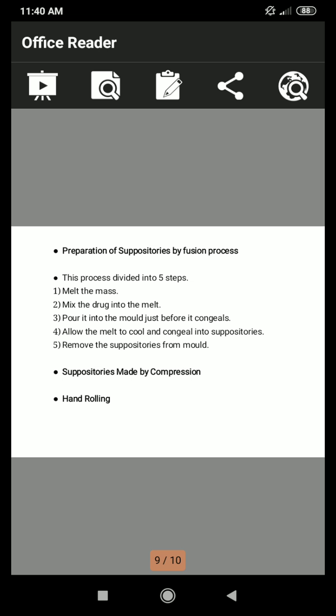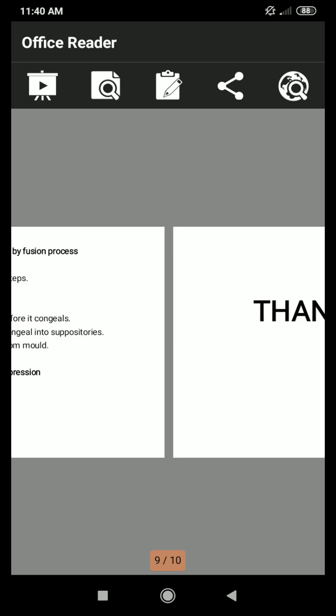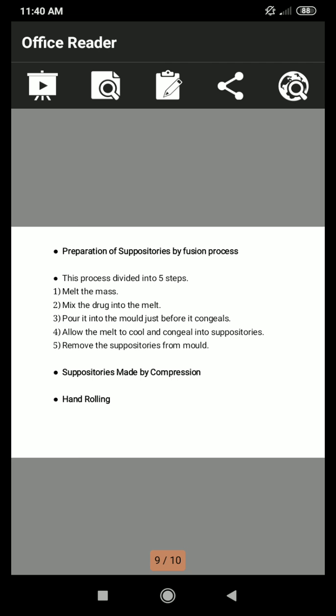Then suppositories made by compression. In that, first the ingredients are mixed with gradually increased amounts of grated base. In the dispensary, a mortar and pestle are used. Generally, enough heat is produced from the compression and shearing to soften the base and allow satisfactory admixture. But if the formula contains much powder, it is helpful to warm the mortar to not more than 30 degrees Celsius.